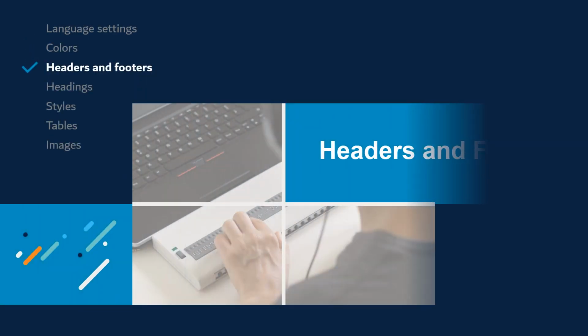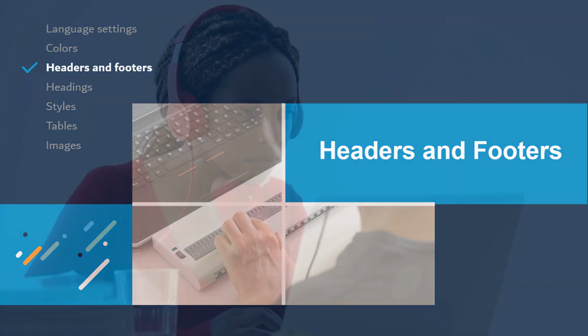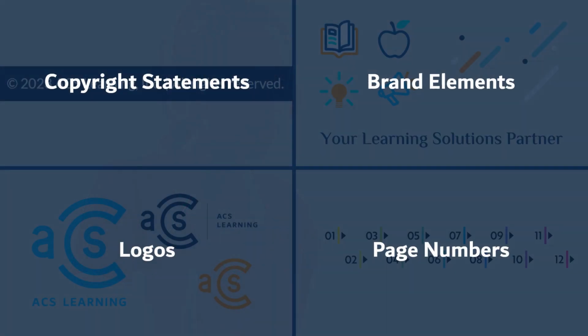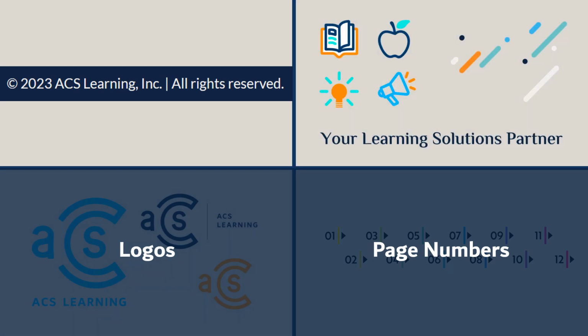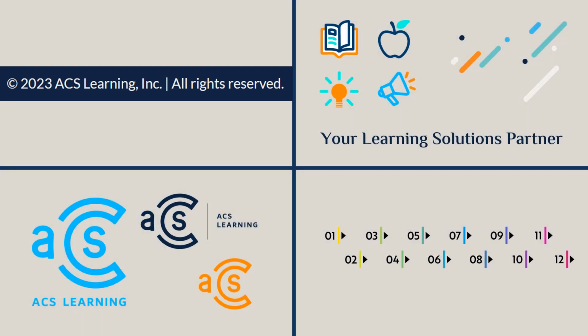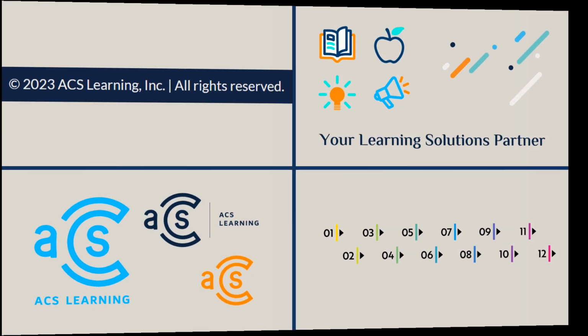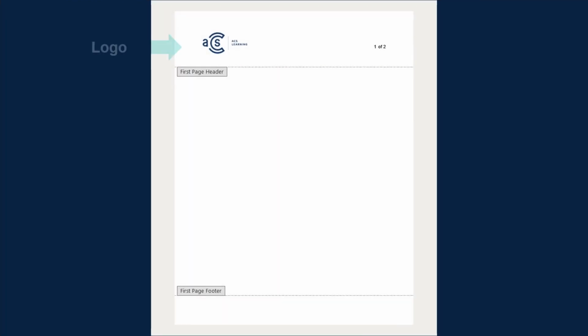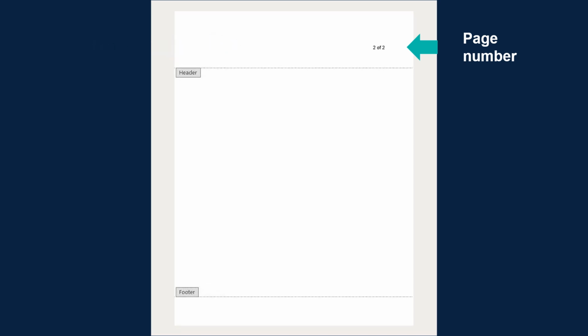Now let's talk about headers and footers. Since screen readers can skip information, we want to be thoughtful about the type of repeated content used in headers and footers. Often, we see copyright statements, brand elements, logos, and page numbers in document headers and footers. For our template, we will insert our logo and page number in the header on the first page, and just the page numbers on all other pages.